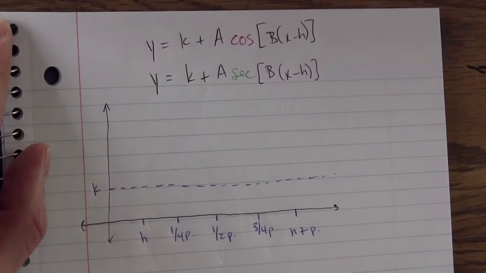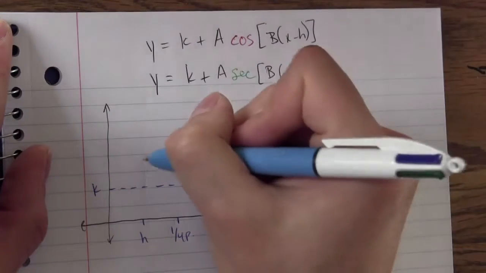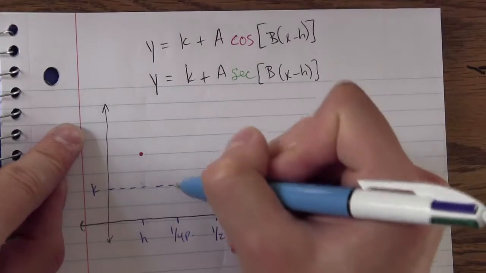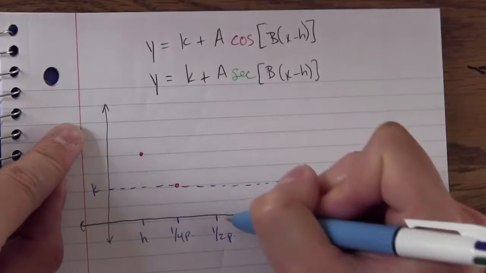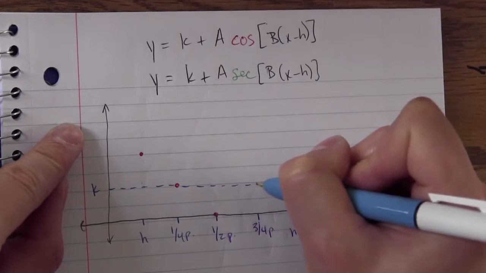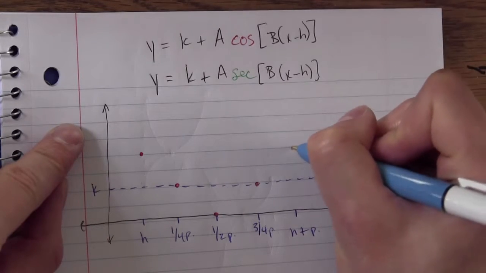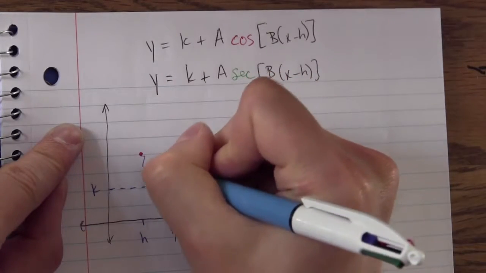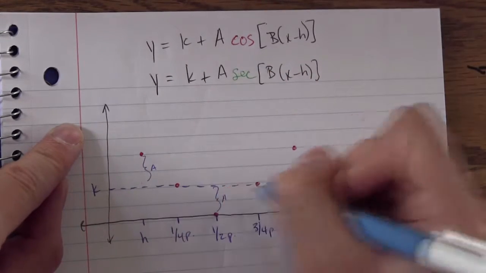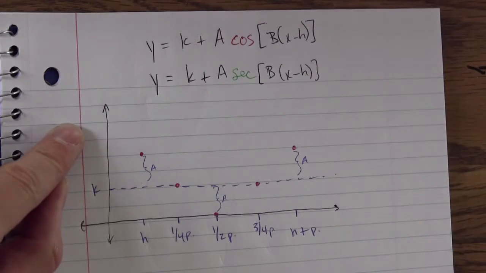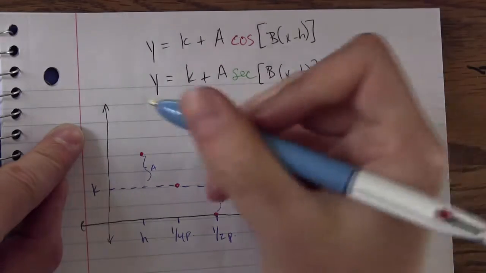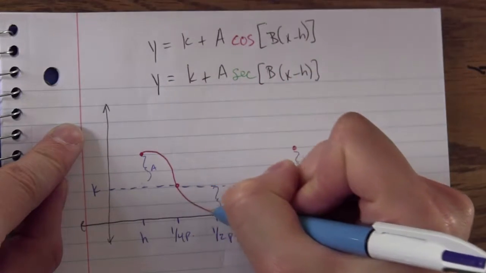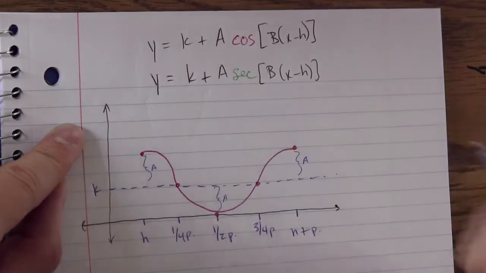Now with cosine, as you may recall, we are going to put our first point 1 amplitude up from the k line. Then we go to the k line, then 1 amplitude below, then back to the k line, and finally ending where we started at 1 amplitude up. Now, if we were graphing cosine, all we would do at this point is connect the points to form the cosine graph that you're probably familiar with.